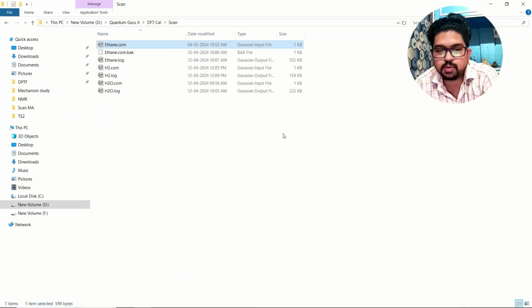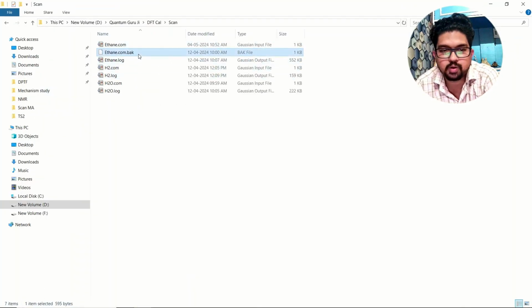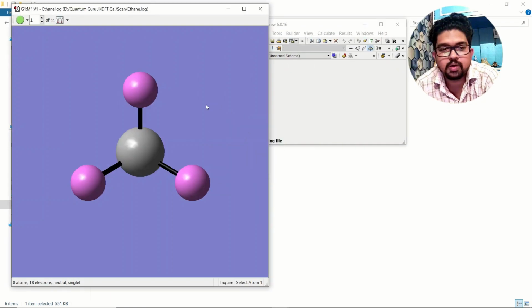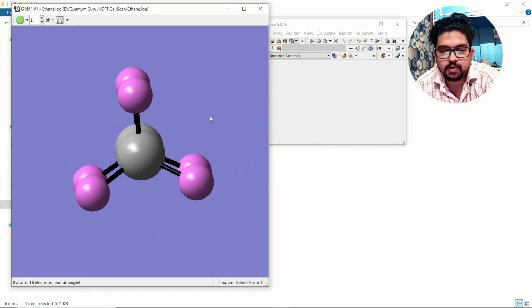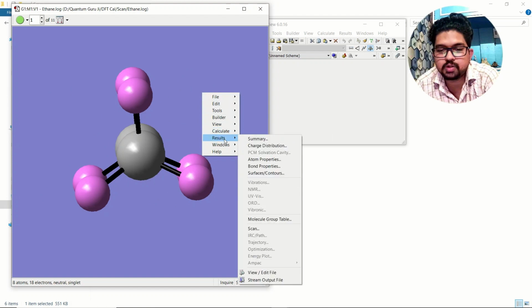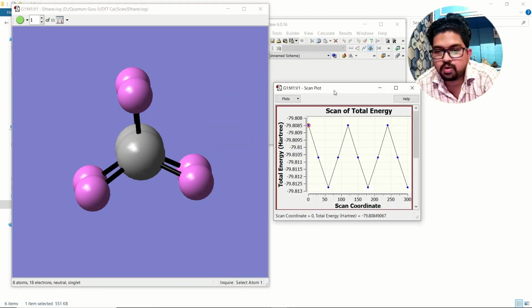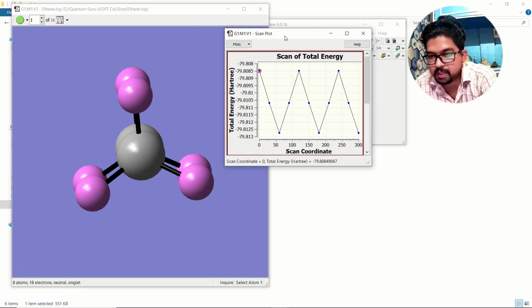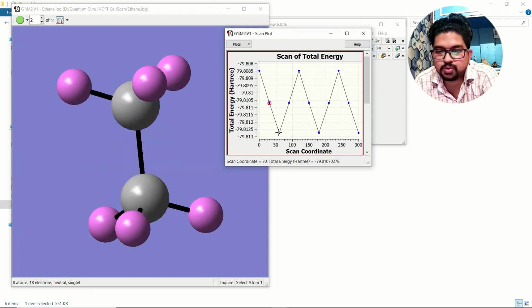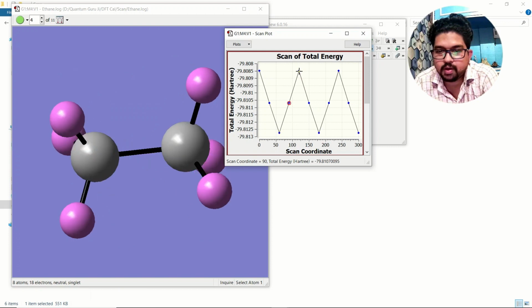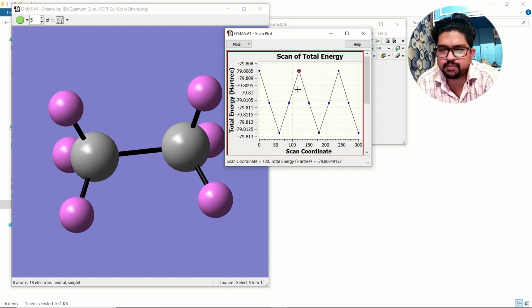Once you have submitted the calculation and got the output, you'll get this log file. Double click on your output file, and this is your output file. Now right click, go to Results and go to Scan. Since I have given huge steps here, and I told you just 6 steps are required, I gave more, so I got more points here. 1 2 3 4 and 5, that's enough.